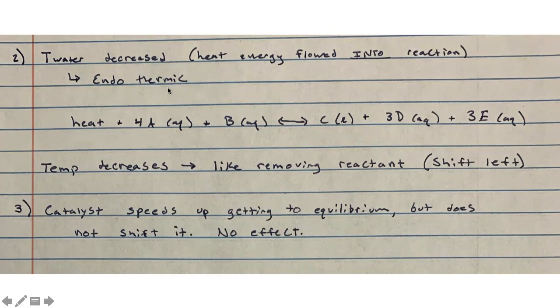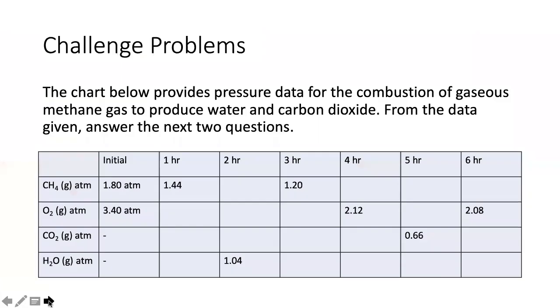Okay, so because it's endothermic, heat's a reactant, and because temperature decreases, we're going to shift towards the reactant side. If temperature had increased, it would have been like we were adding reactant, which would have caused us to shift to the product side. Okay, but in this scenario, the heat decreased. And again, this 3 just states that a catalyst allows you to reach equilibrium faster, but it doesn't actually shift equilibrium.